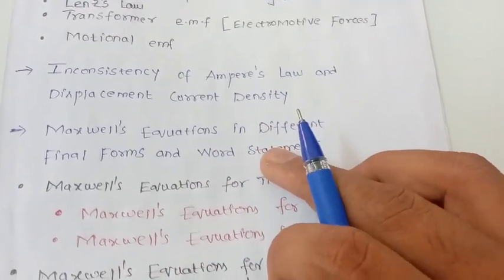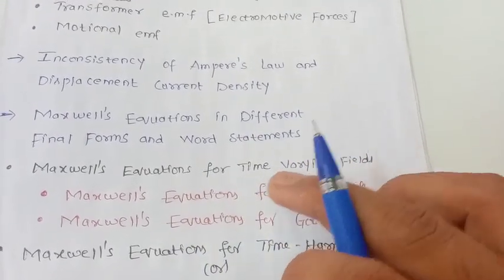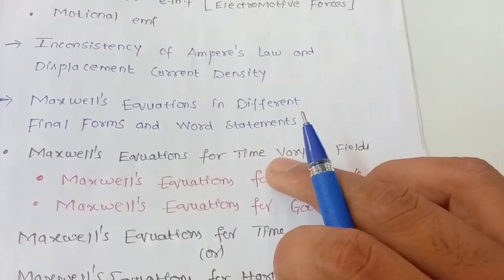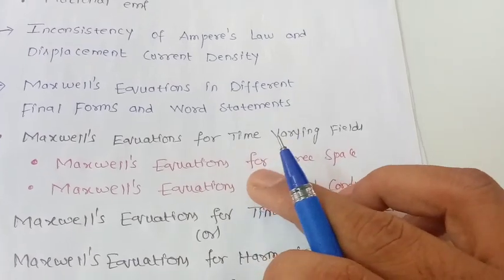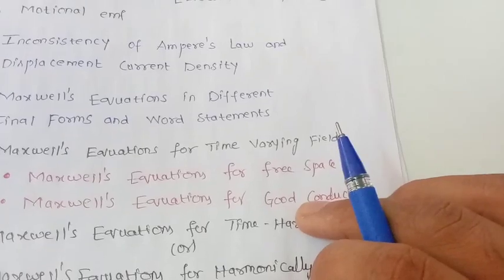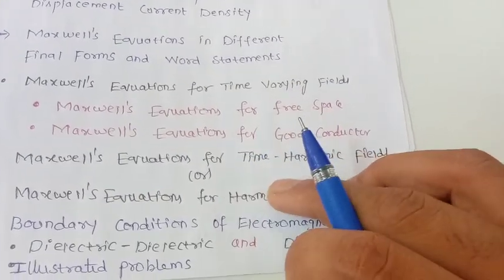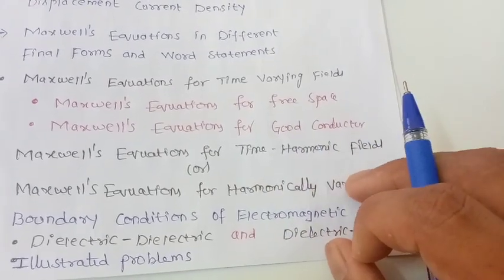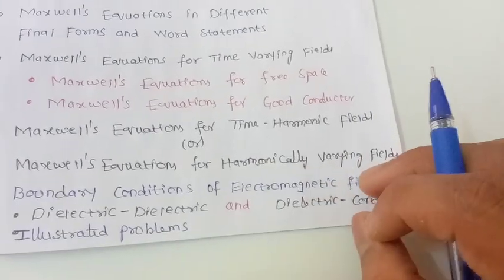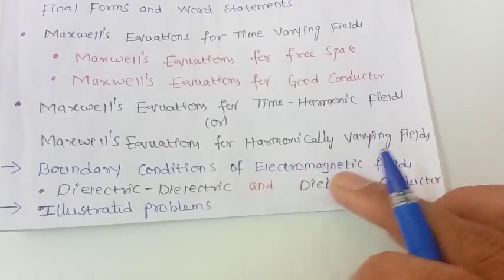This is a main topic. In this, Maxwell's equations for time varying fields, that means Maxwell's equations in final forms. In this we have the subtopics Maxwell's equations for free space and for good conductor. Now Maxwell's equations for time harmonic fields, or they can also be called harmonically varying fields. Now the last topic is boundary conditions of electromagnetic fields.